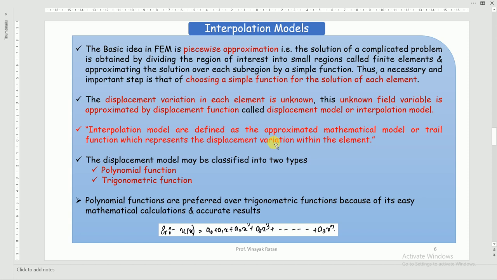The basic idea in FEM is piecewise approximation. What do you mean by piecewise? Small divisions, piecewise. That's why it is also called piecewise approximation. The solution of a complicated problem is obtained by dividing the region of interest, nothing but your continuum, your system or structure, into small regions, and those small regions are called finite elements. And approximating the solution over each subregion by a simple function.